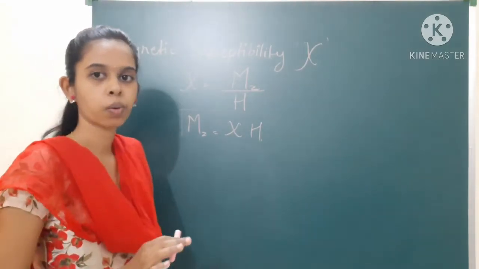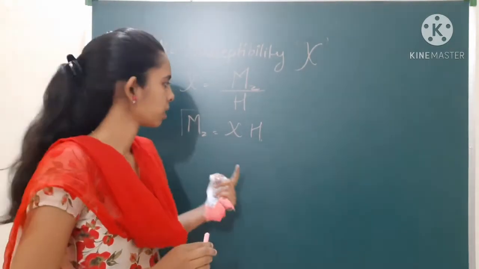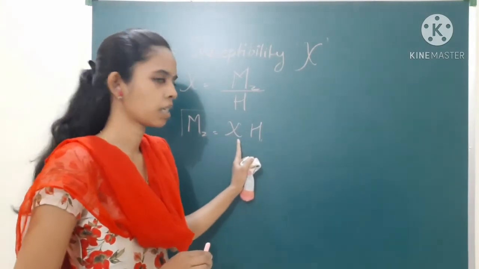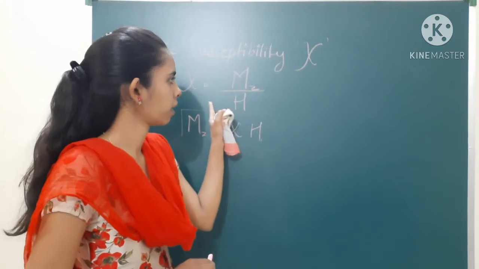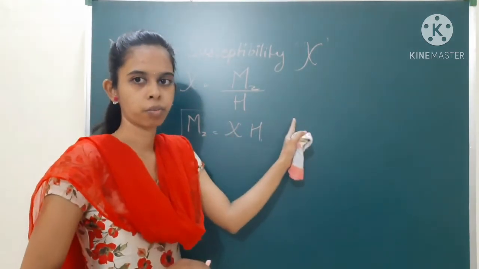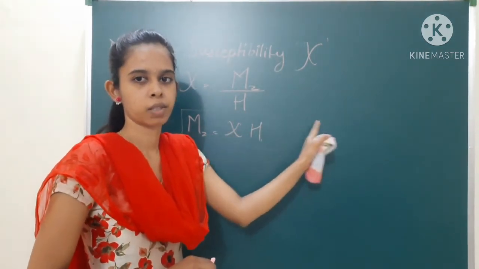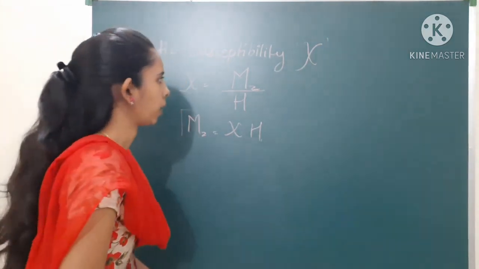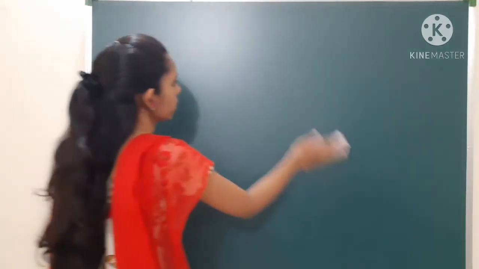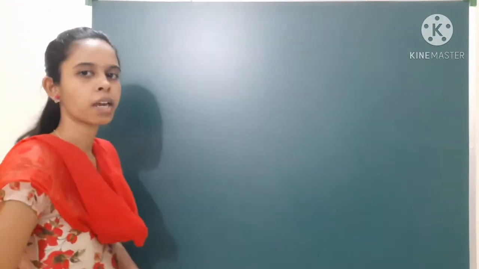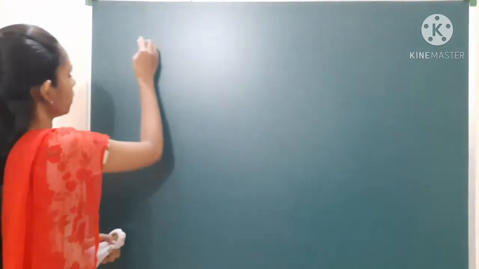So we have found the formula for magnetization in terms of magnetic intensity and magnetic susceptibility, then we have the formula for magnetic susceptibility, and we have the formula for the magnetic field inside the toroid. We are going to need all these equations. Now let us see what is the relation between permeability and magnetic susceptibility.